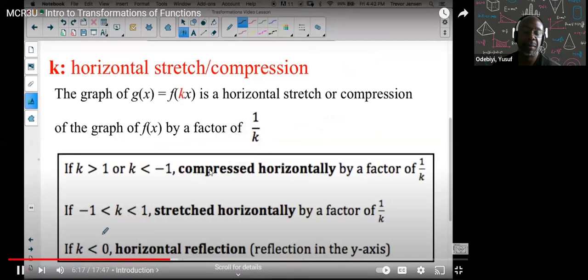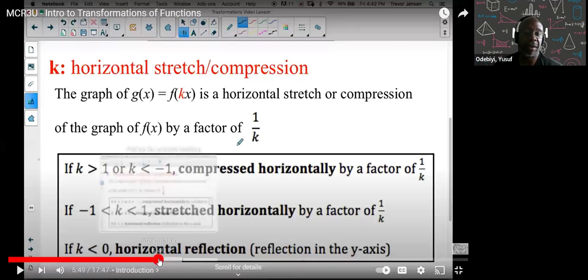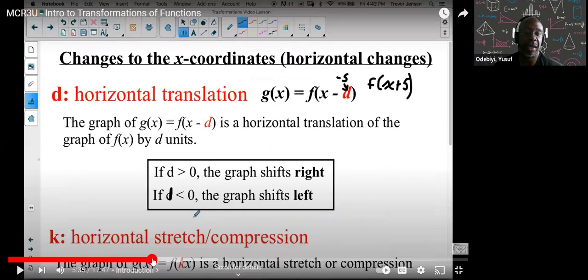And if it's less than 0, so if it's a negative value, it's going to cause a horizontal reflection. Let's see if he talks about it further. Let's back up a little bit, I think I skipped a lot. Okay, so we're going to go to the beginning of the horizontal stretch and compression.